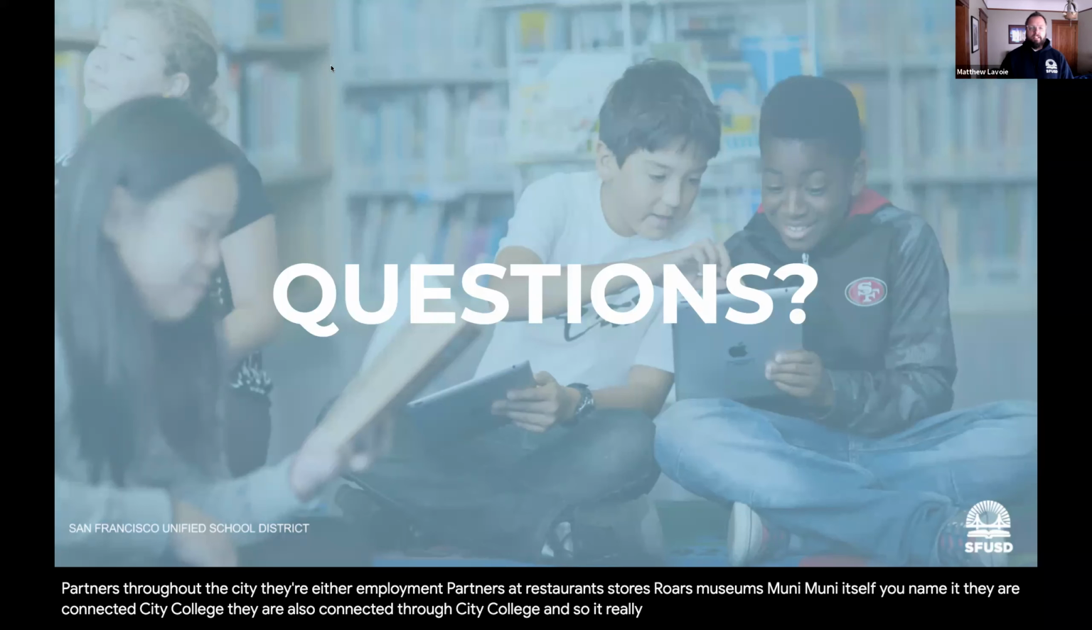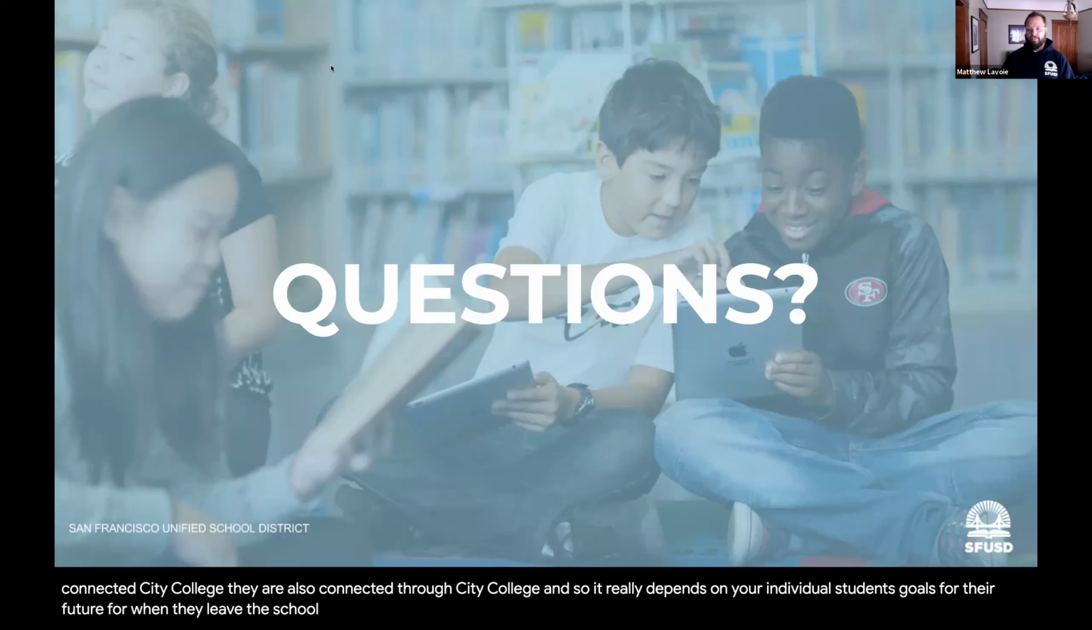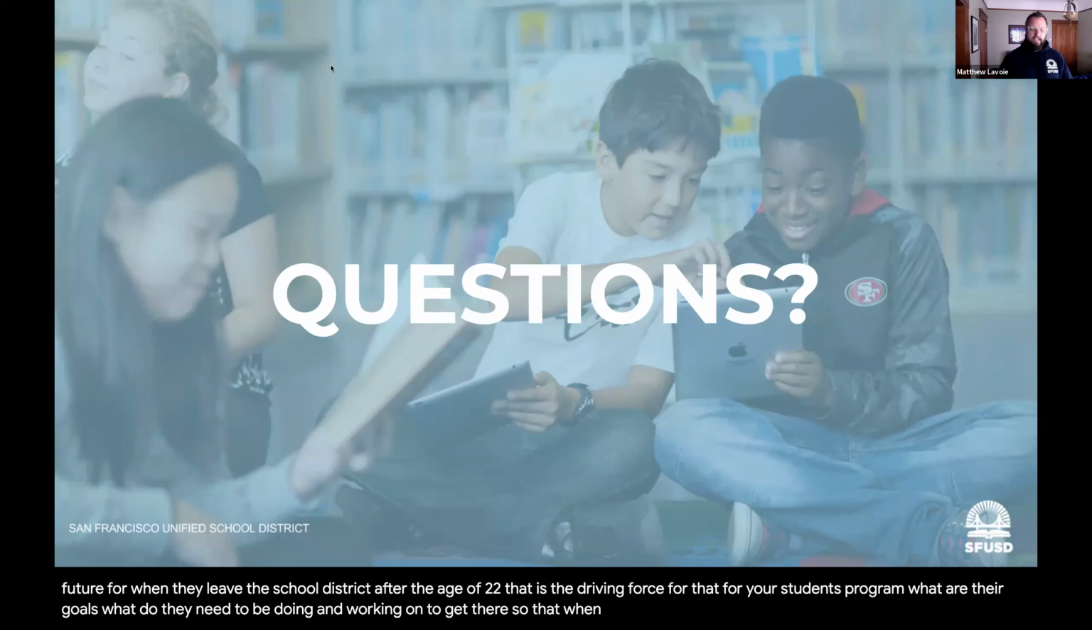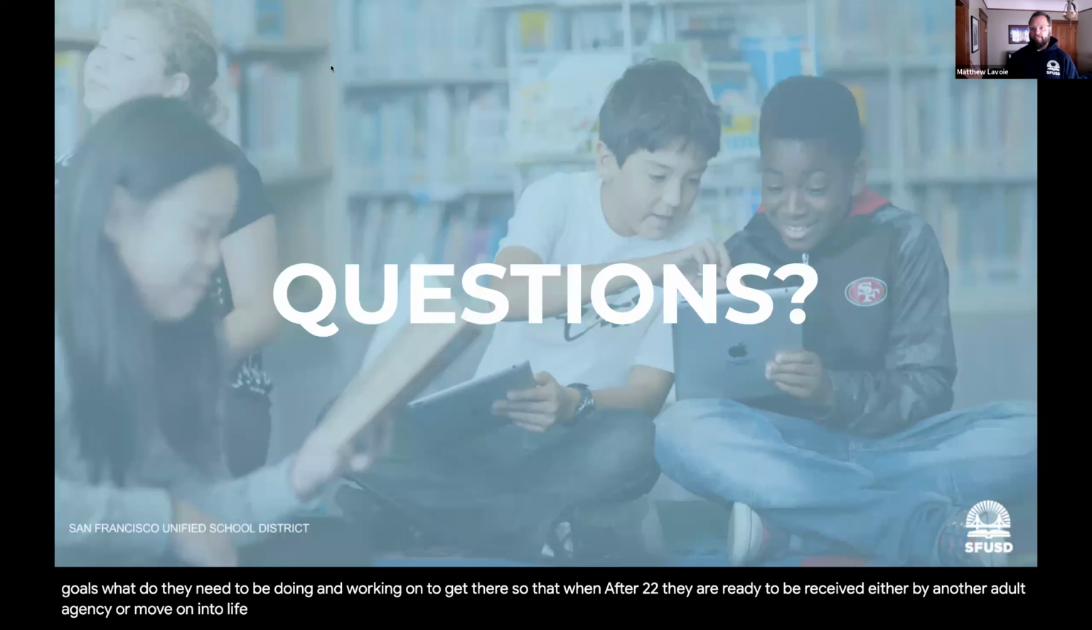And so it really depends on your individual student's goals for their future, for when they leave the school district after the age of 22. That is the driving force for your student's program. What are their goals? What do they need to be doing and working on to get there so that when we move them along after 22, they are ready to be received either by another adult agency or move on into life independently, depending on whatever their life goal is.